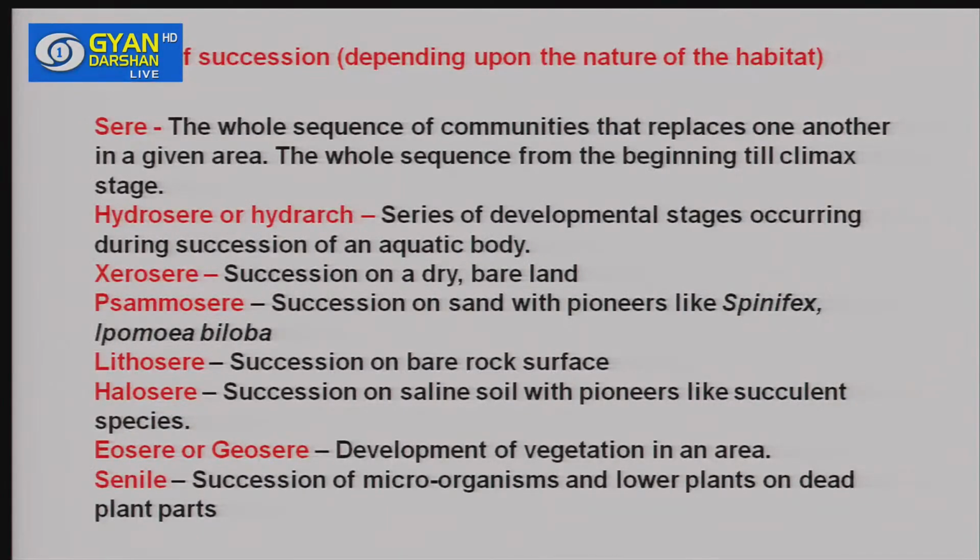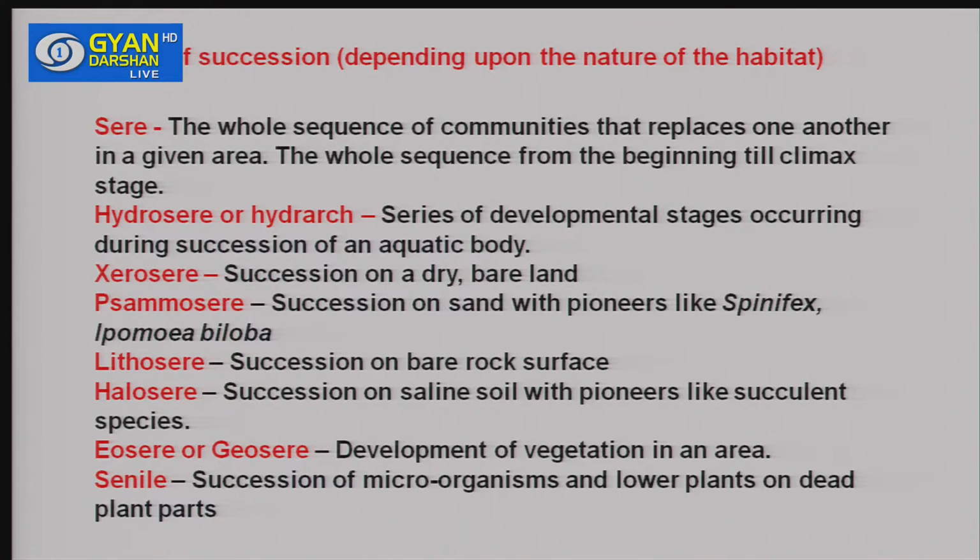Then xeroseries, that is succession on a dry bare land. Initially it was a rock surface, there was no vegetation, but ultimately over a span of time that rock surface is occupied by vegetation. How is it occurring? Initially it was just a rock surface, there was no vegetation, but ultimately it is converted into, let's say, shrubland or a tree community. How is it occurring? So that is xeroseries.